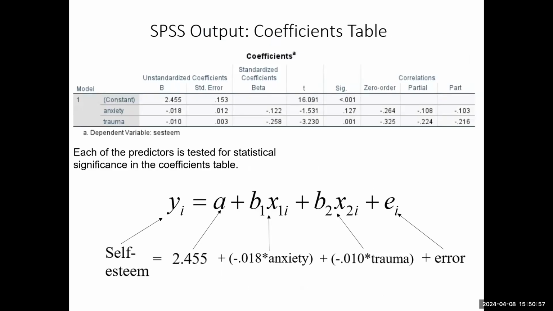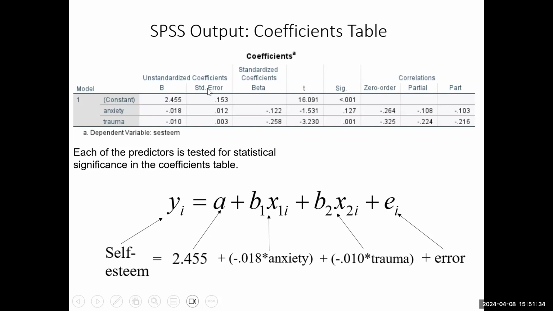Okay, so now let's move on to the coefficients table. The coefficients table has a lot going on, so let me just start by talking through the rows. Our top row is labeled a constant. That's our y-intercept in the model. Then we've got a row for each of our two predictor variables, in this case, anxiety and trauma symptoms. The first columns after our predictors are the unstandardized regression coefficient and its standard error.